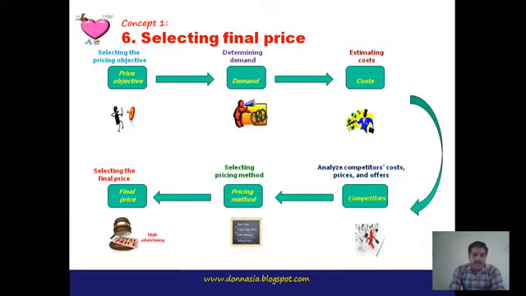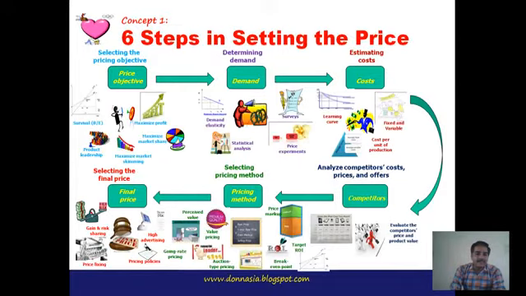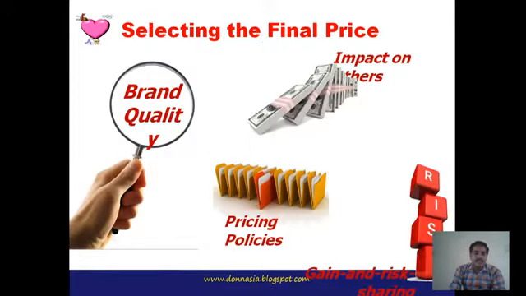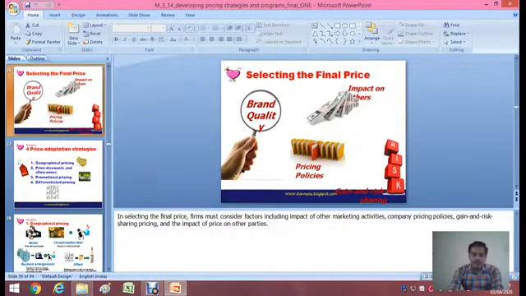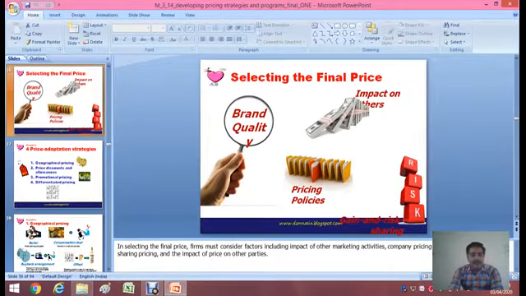The next is selecting the final price, the sixth step of setting prices. In selecting the final price, firms must consider factors including the impact of other marketing activities.